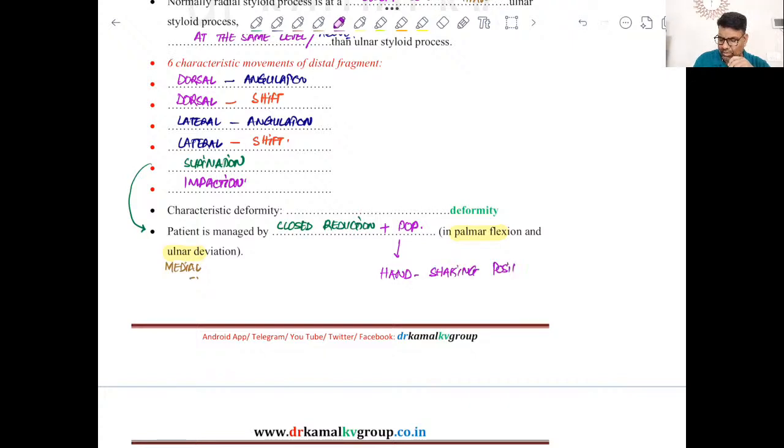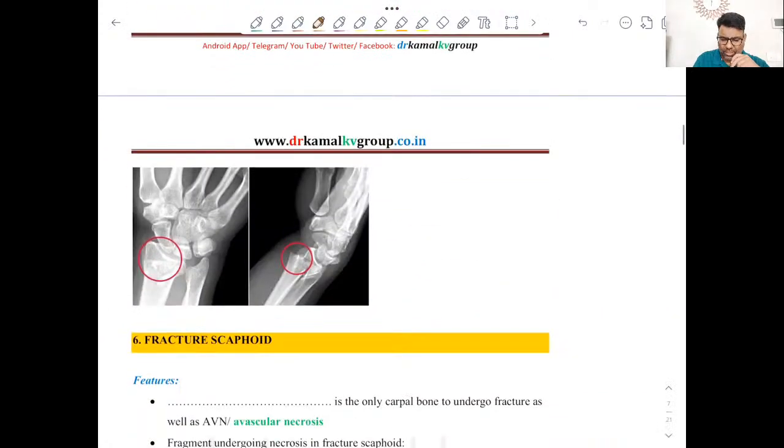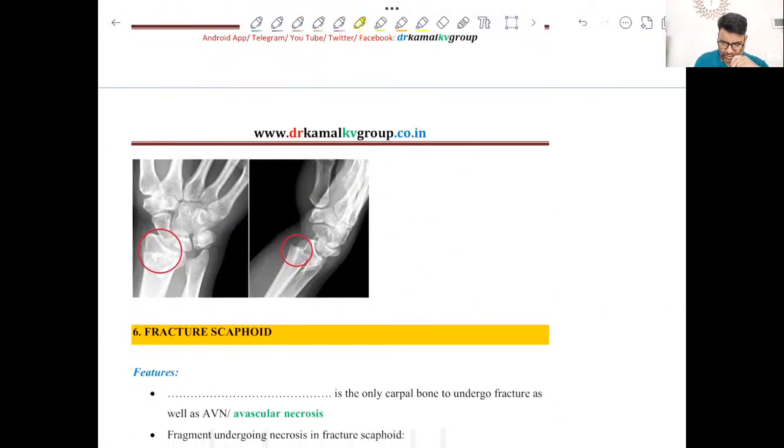There is palmar flexion and there is ulnar deviation. And yes, the characteristic deformity is the dinner fork deformity, right? So this much is enough for Colles fracture.